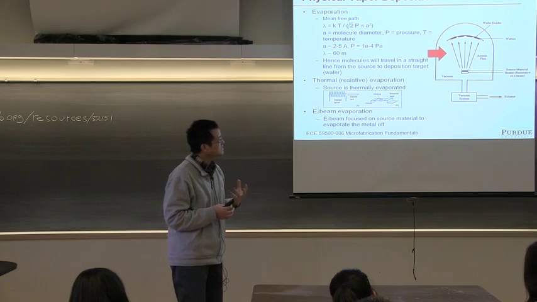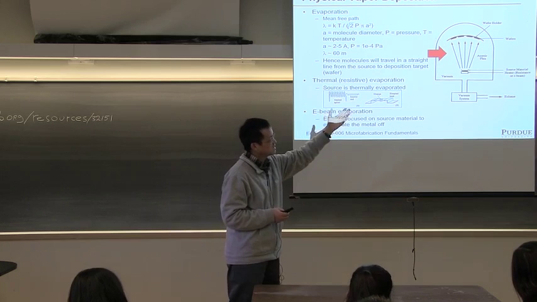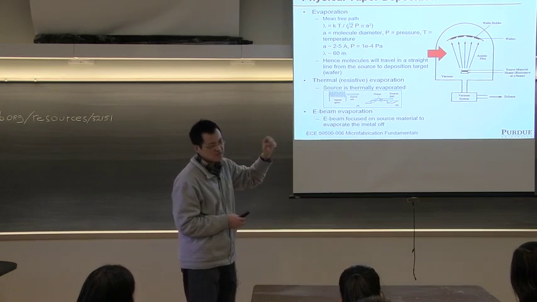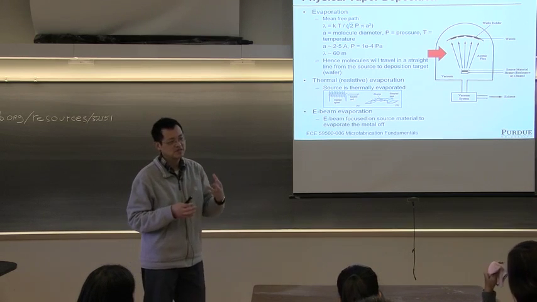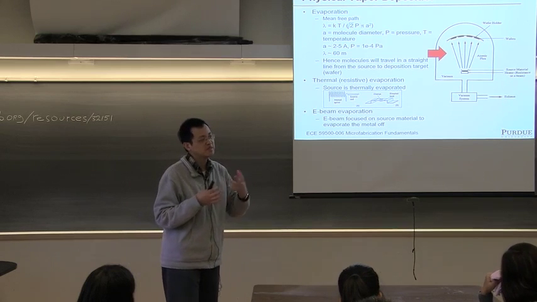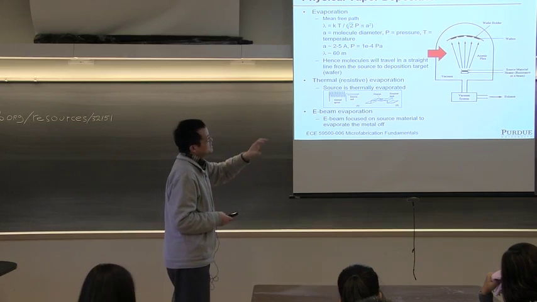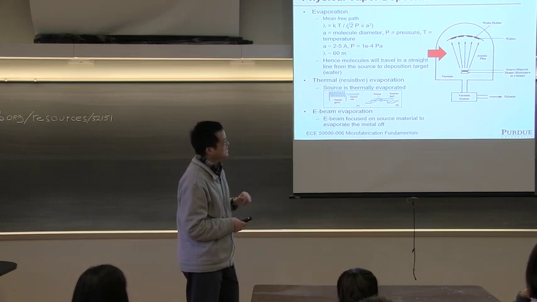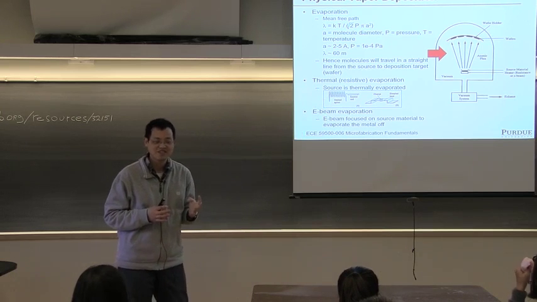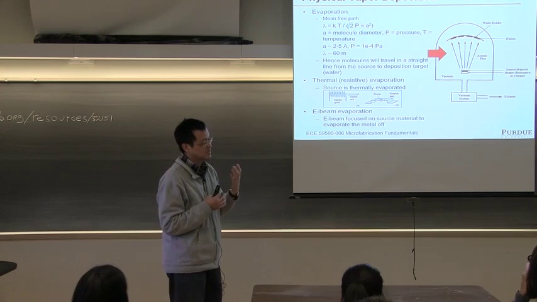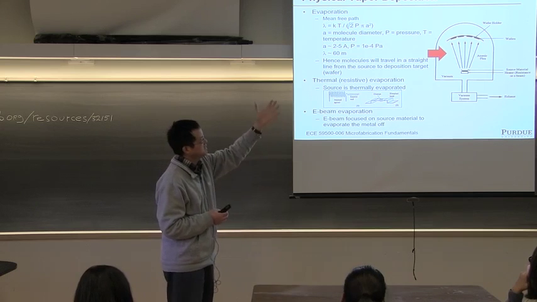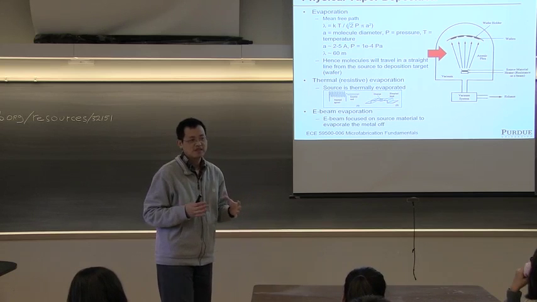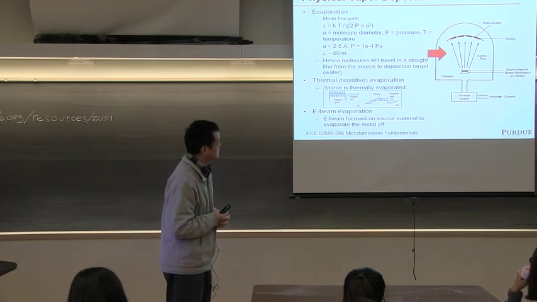In this way, we can guarantee that once a molecule leaves the source, it can travel to your wafer, which is generally about 20 centimeters to maybe half a meter or even 1 meter, with really no collision with any molecules along the path. This is also important because we don't want contaminants going in there. The lower the pressure, the fewer contaminant molecules or atoms in the system.